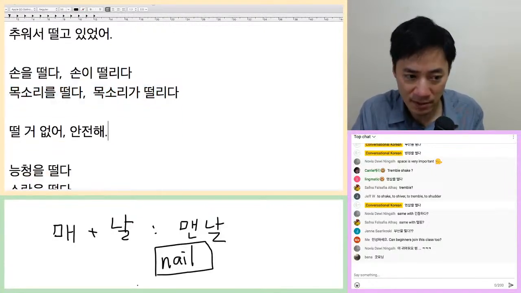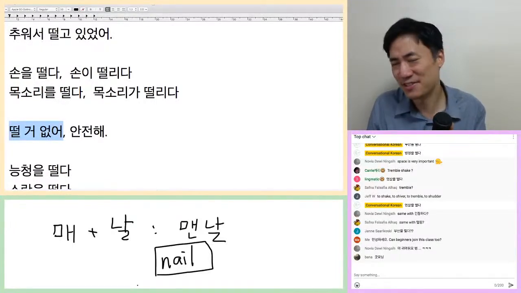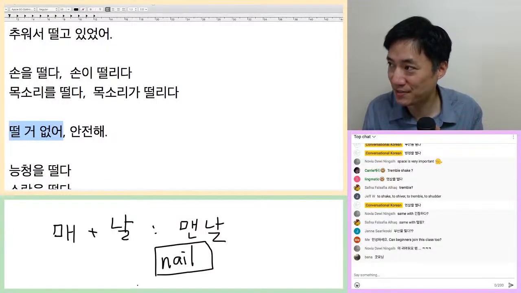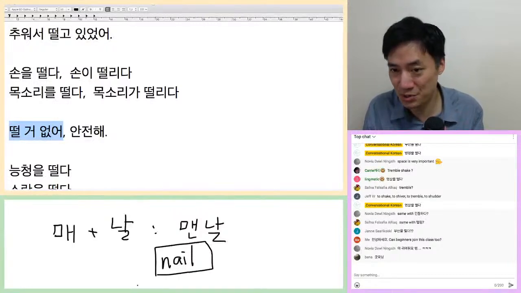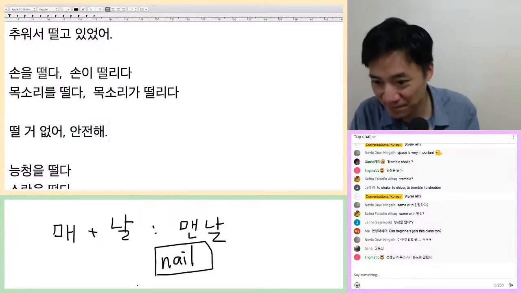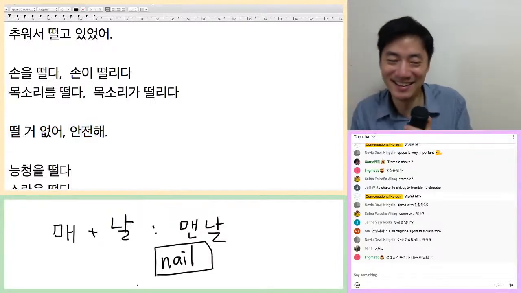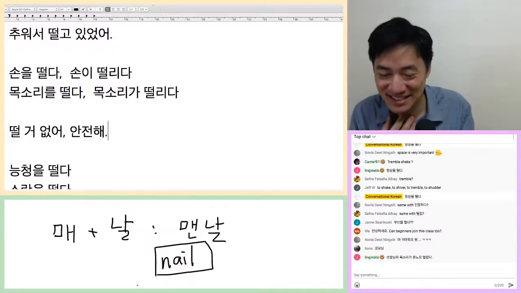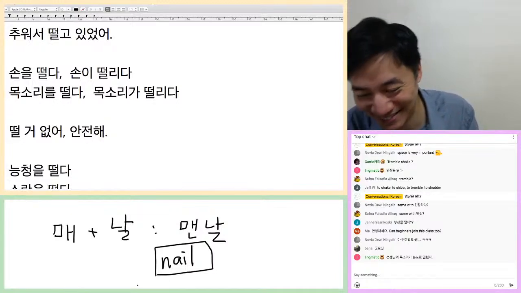And 떨 거 없어. There's nothing to be scared of. Yeah, just an expression, not really an idiom, but 떨 거 없어. There's nothing to be scared of. It's safe, 안전해. 선생님의 목소리가 분노로 떨렸다. The teacher's voice is shaking with anger, 분노, like rage.